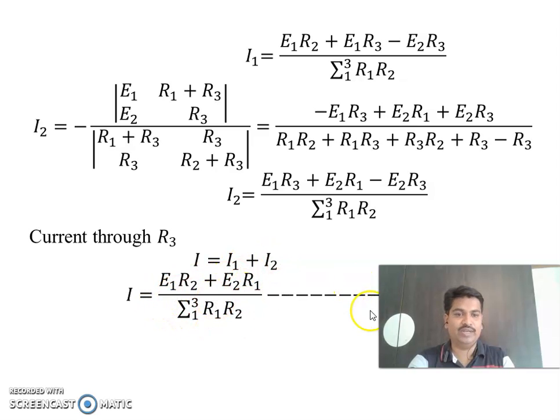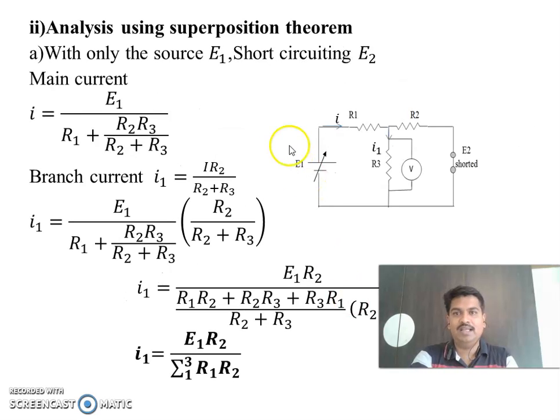This will be the equation 1. So I got the equation 1. I got the current which is flowing through R3 with both the batteries together, E1 and E2. Now I'll apply as superposition theorem says.